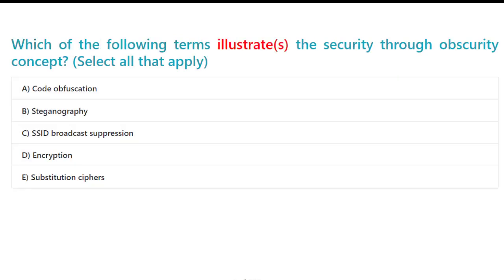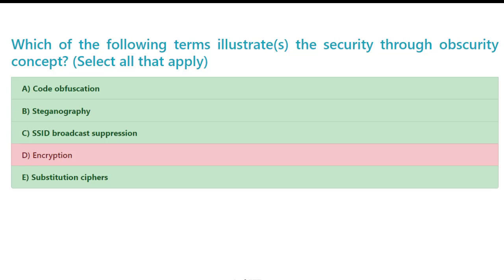Which of the following terms illustrate the security through obscurity concept? Select all that apply. A. Code obfuscation. B. Steganography. C. SSID broadcast suppression. D. Encryption. E. Substitution ciphers. The correct answers are A. Code obfuscation. B. Steganography. C. SSID broadcast suppression. E. Substitution ciphers.